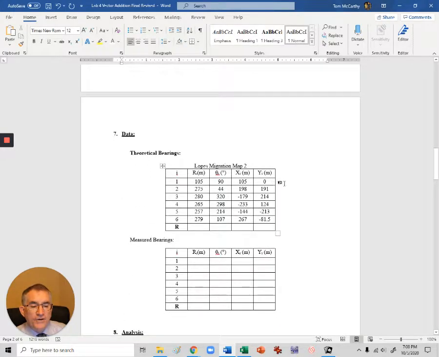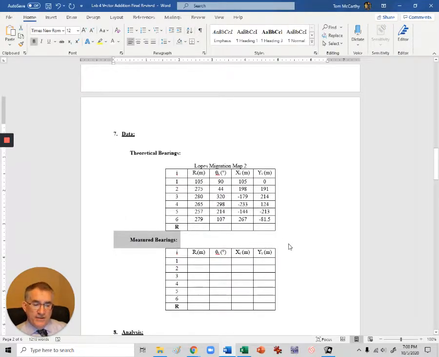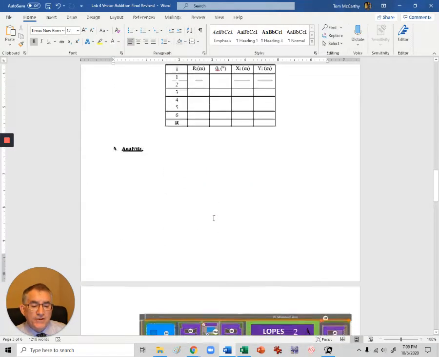All right, going down to the data, 2 data tables. One is the theoretical bearings, and then the other one will be your measured bearings. Okay, and I met with a group today, and they gave me their data. So there are 6 bearings, like 105 at 90 degrees, 275 at 44 degrees, and so on. I'll just show you how to work that out in Excel so that you get those values.